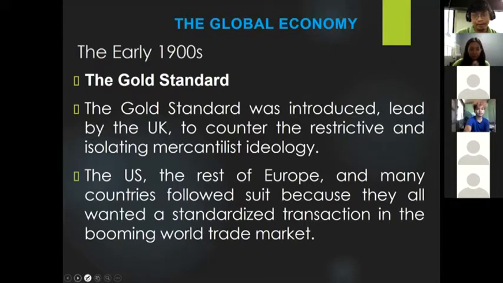In the early 1900s naman, so yun, medyo naglalaylo na ang mercantilism. But the gold standard is still there. It was introduced in the 1900s. It was led by the UK. They focused on gold standard. Hindi na lang kasama ang silver, only on gold. The US and the rest of Europe and many countries, they wanted a standardized transaction in the booming world market.